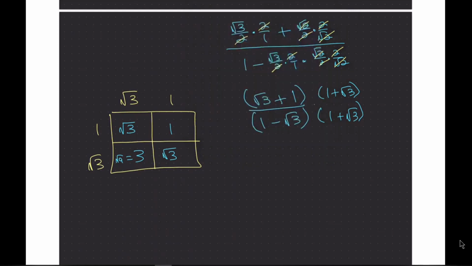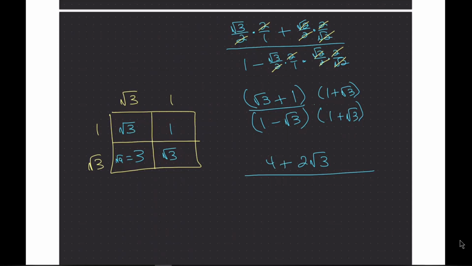So when it comes to simplifying my numerator, I'm just going to put my whole numbers first. So 3 plus 1, that's going to give me 4. I know it's going to be a positive. And then square roots, how many square roots of 3's do I have? I have 2 square root of 3's. So that simplifies my numerator.